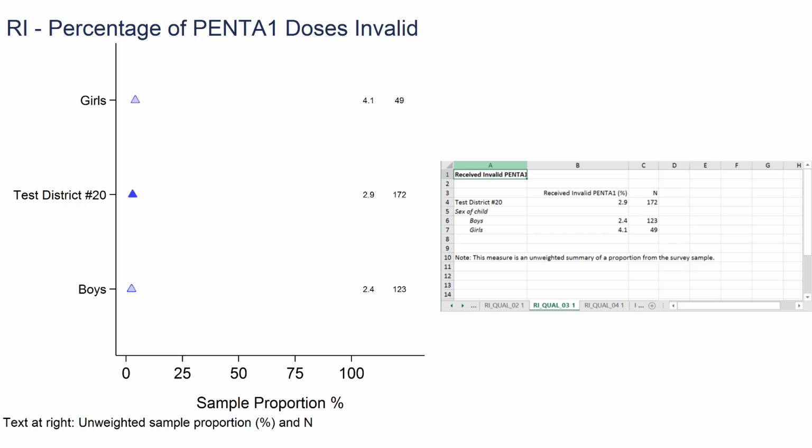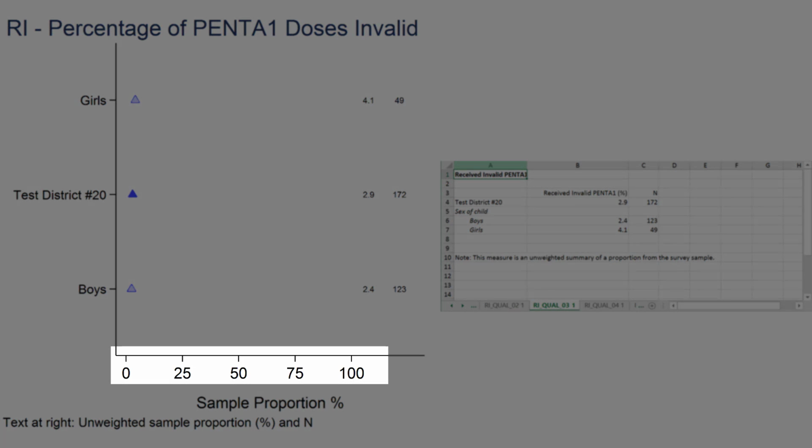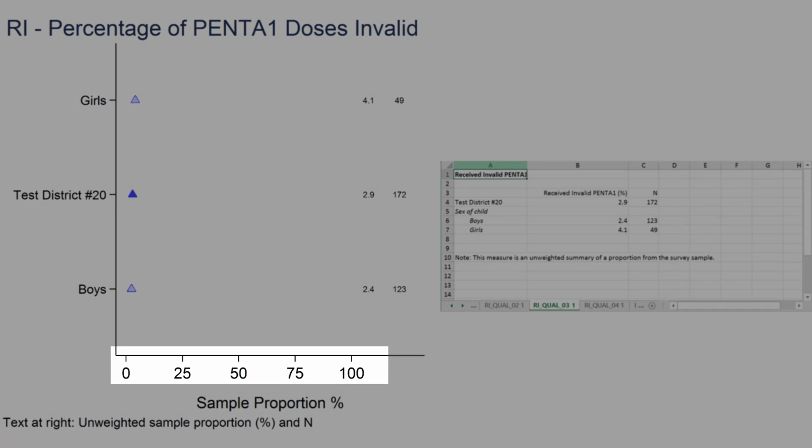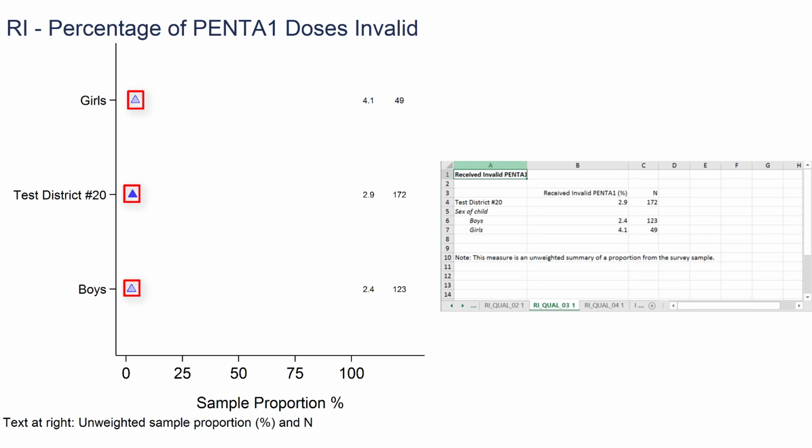If you look at the tabular output and graphical output for the unweighted indicators, you will see a very simple correspondence. Both the figures and the tables have one row per stratum. Both the tables and the figures list the proportion that was observed in the sample and list the number of respondents in the denominator. The graphic figure has a horizontal scale running from 0% to 100%, and each row holds a small triangle to represent the sample proportion.